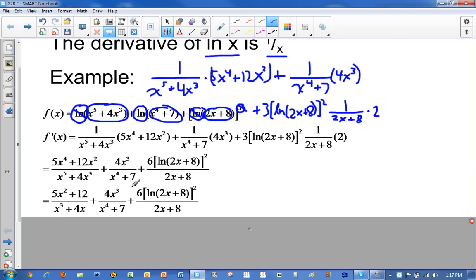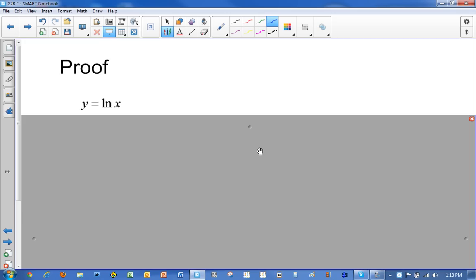Alright, so that is just an example. If you want to see the proof, then you can keep watching. If you're not interested in the proof, then you can stop right here. So here's our proof for those that want to see it.